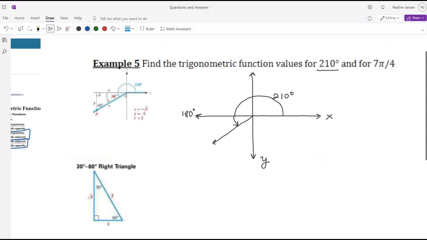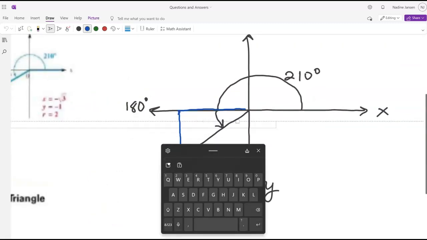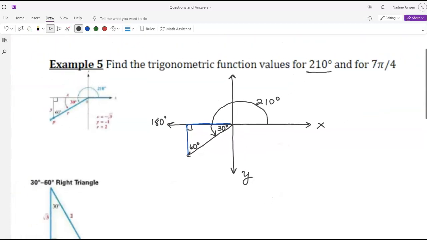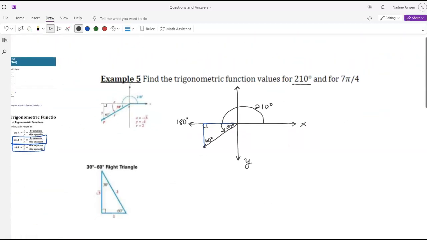We form our right triangle right here from the terminal ray to the closest x-axis. There is our right triangle. We know that if that was 180 degrees, then this little angle right inside here must be 30 degrees. There's the right angle, so this one has to be 60 degrees. We know there's 180 degrees in a triangle. So what we actually have here is a 30, 60, 90 triangle.